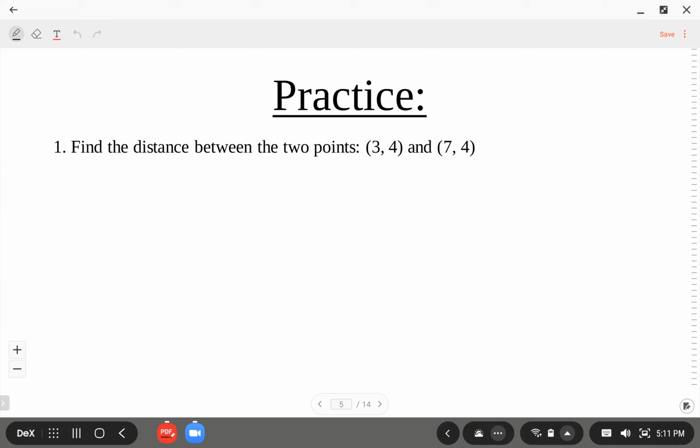Okay, so now let's practice with some practice problems, and then we can move on to some harder subjects. This is our first practice problem, number 1. Find the distance between the 2 points, (3, 4) and (7, 4). These are just on a straight line, so you should be able to solve them pretty quickly.